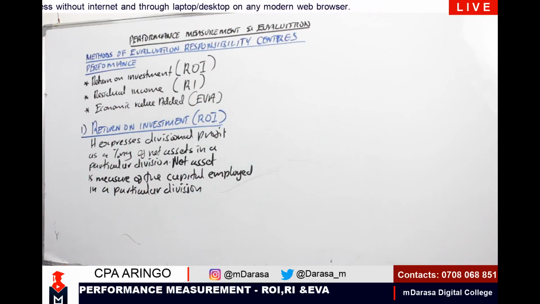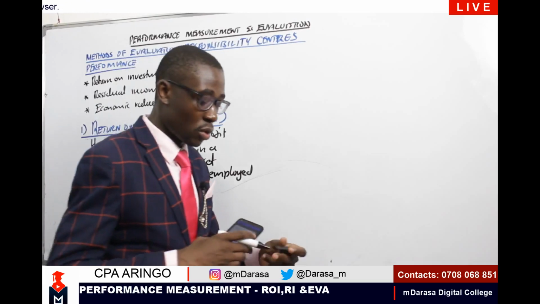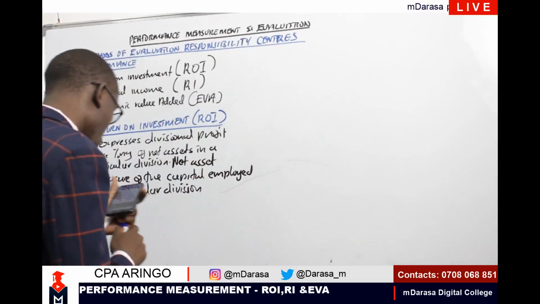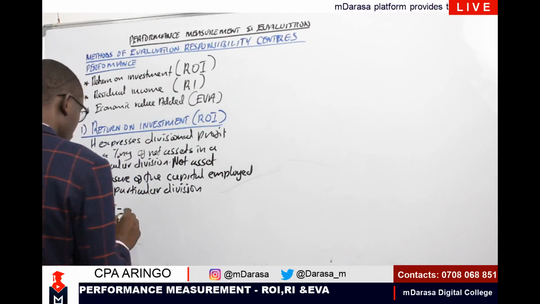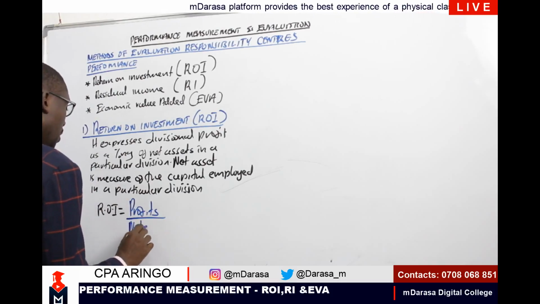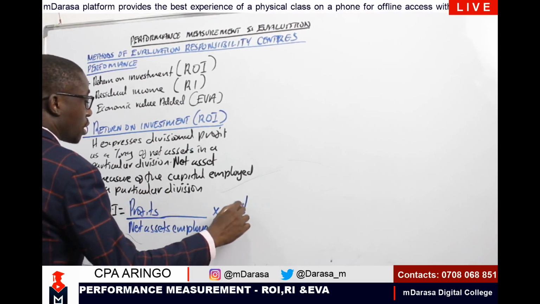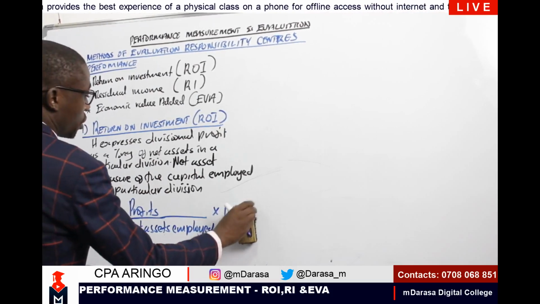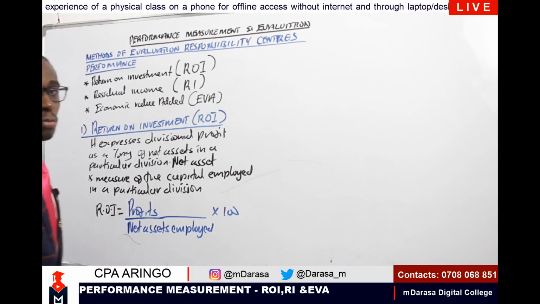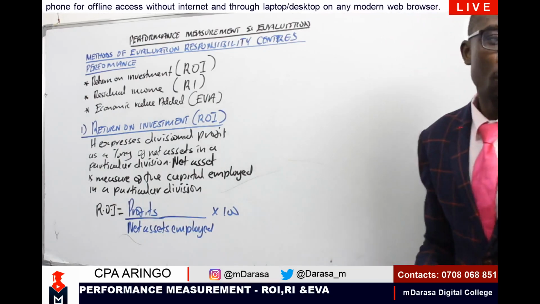So looking at this ROI, the first thing we've said is that it expresses the divisional performance as a percentage of net assets. For us to determine our ROI, my good students, which is the return on investment, kindly always consider this. We take our divisional profits and divide by our net assets employed, multiplied by 100, because we are expressing it as a percentage.